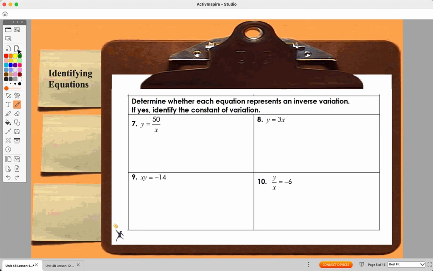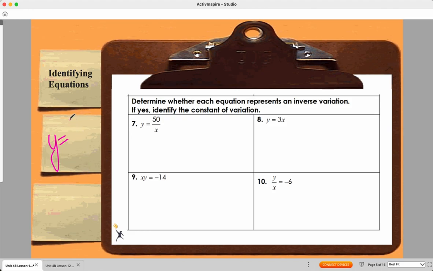Now that we know how to find k, and we've spent some time writing the equation for inverse variation, how can I identify inverse variation equations? Well, the key to this is that it's always set up as y equals k over x. Inverse, okay? So the y and the k and x are on two different lines. So if this is y equals kx, this is direct. This one is an inverse variation, and 50 is k.